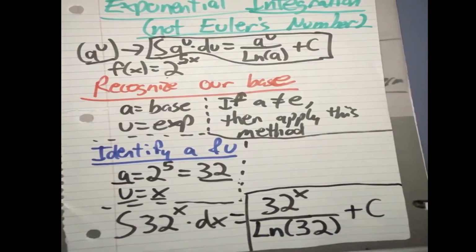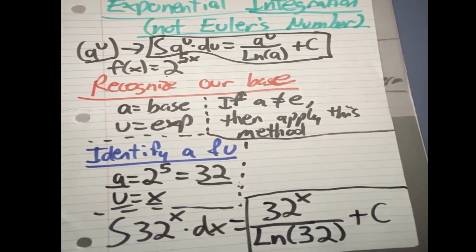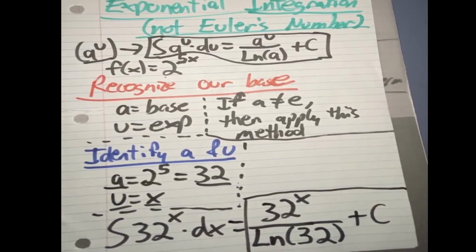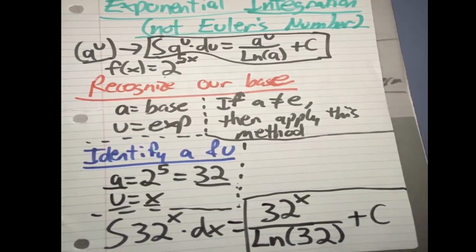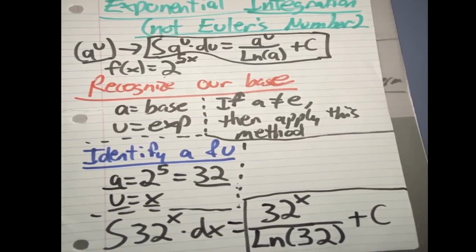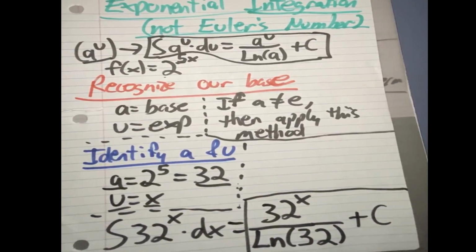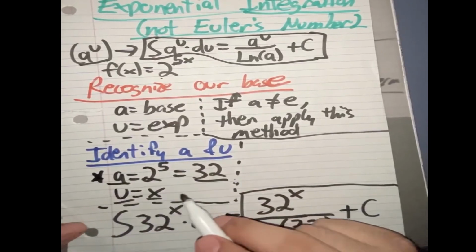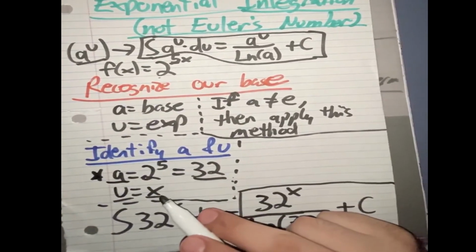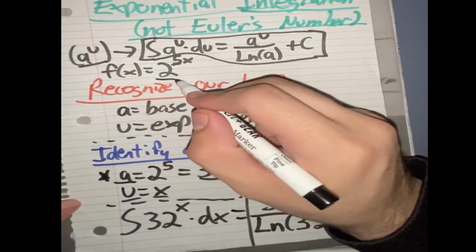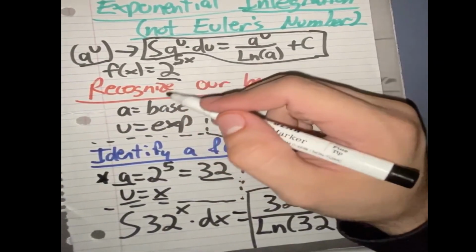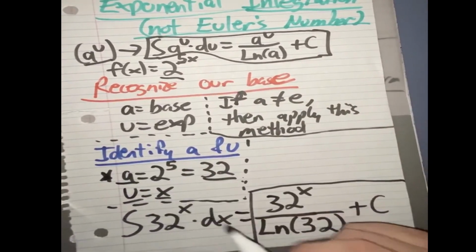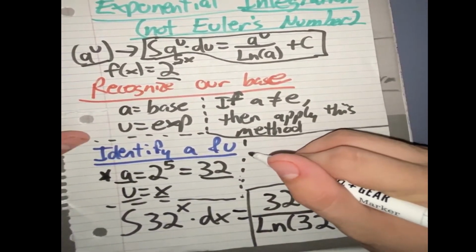This is an acceptable final answer. You could apply natural log and exponent properties to simplify it a step further, but this video is showing you how to apply exponential integration, not how to simplify using algebra, and you should receive full credit if you submit an answer like this. The key step is right here, because this will get people. Recognize that your base is not E, but keep in mind that 2 raised to the 5 itself is a constant, and your U should always be x. I'm going to leave that as a note.